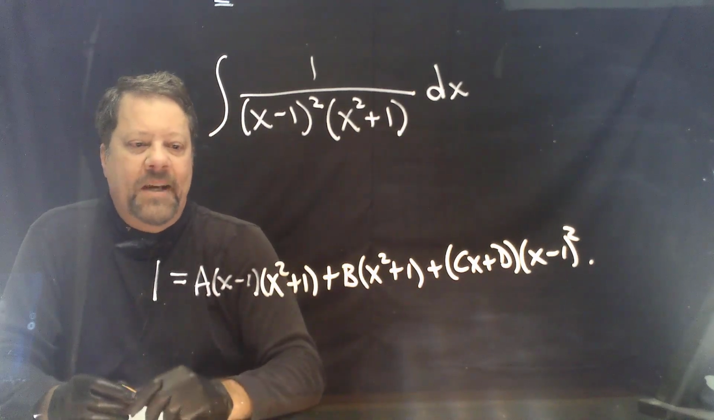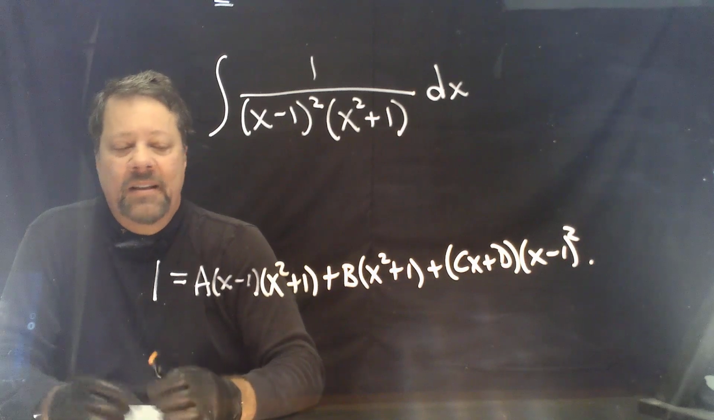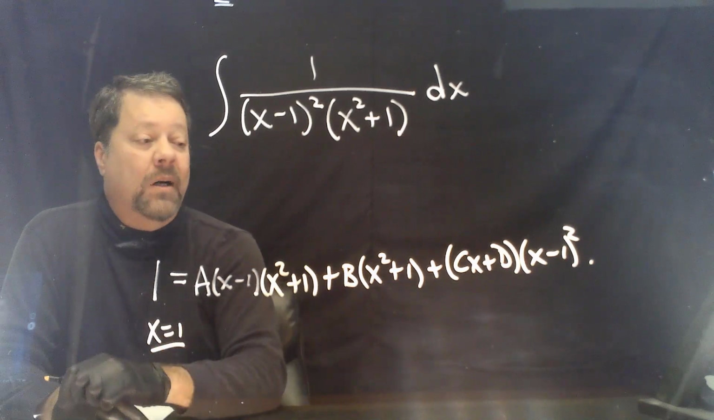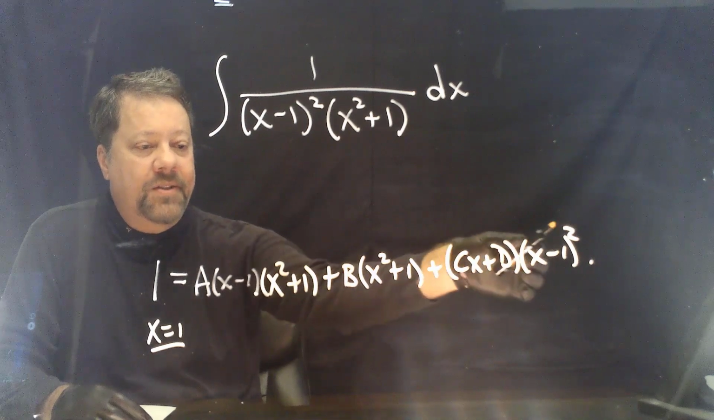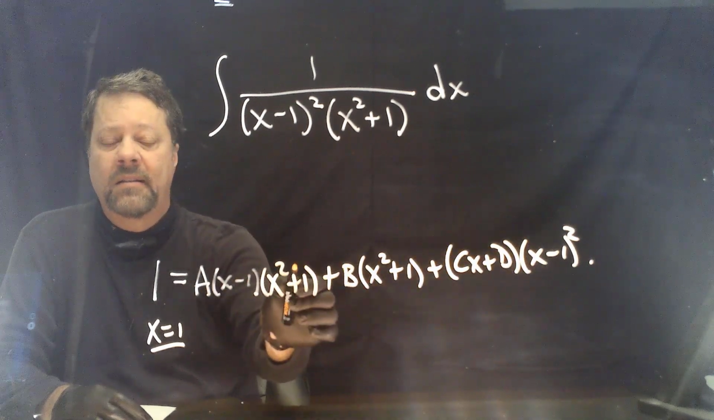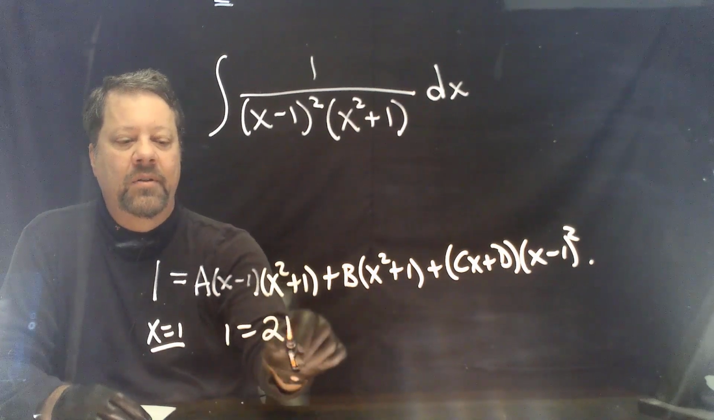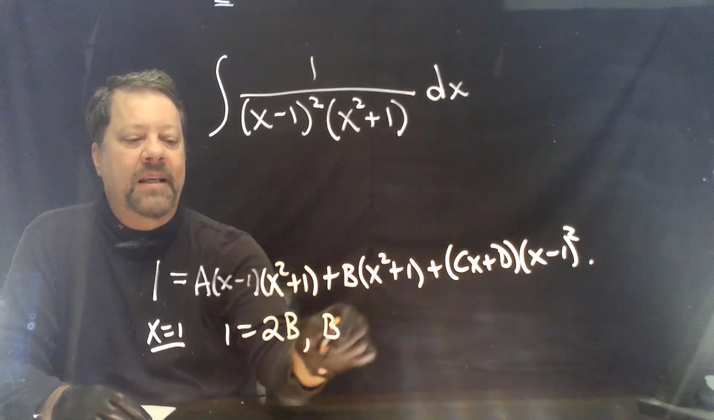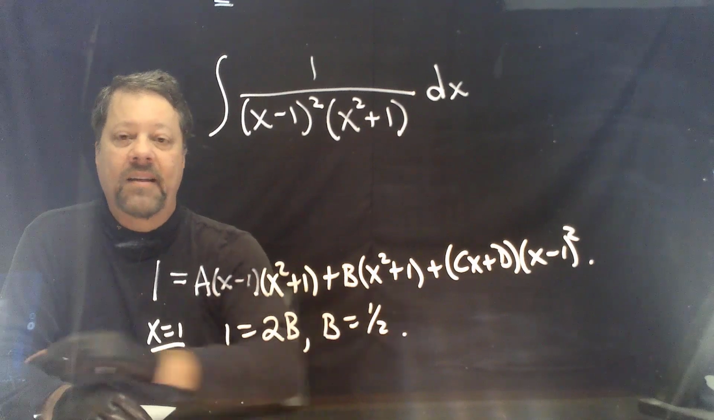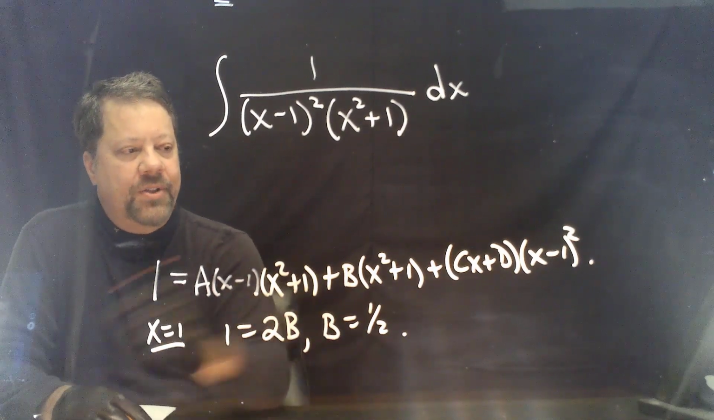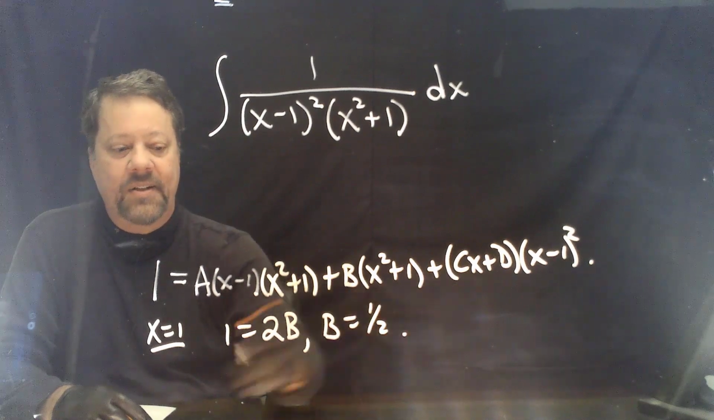There are any number of ways of proceeding from here. One of the easiest things you can do is to let x be 1. If x is 1, then this term goes away, this term goes away. You end up with 1 equals 2b, and hence b is 1/2. The next obvious choice to choose for x is x equals 0.